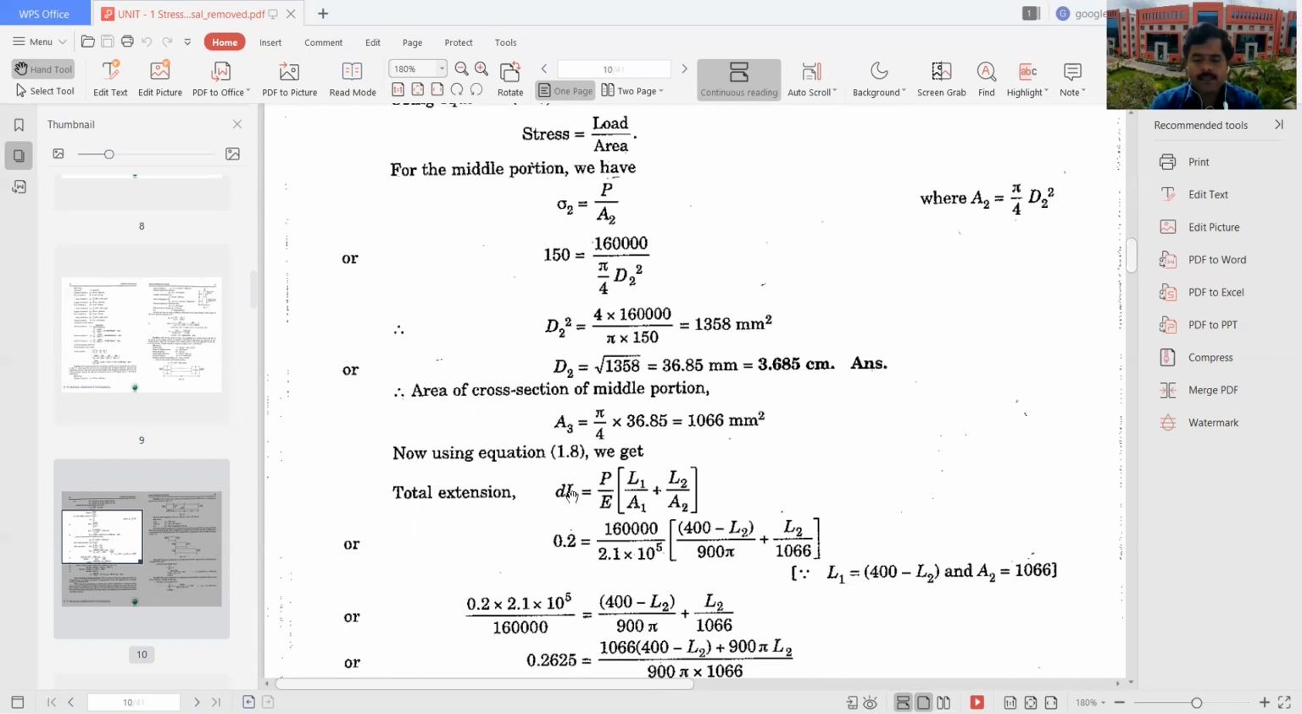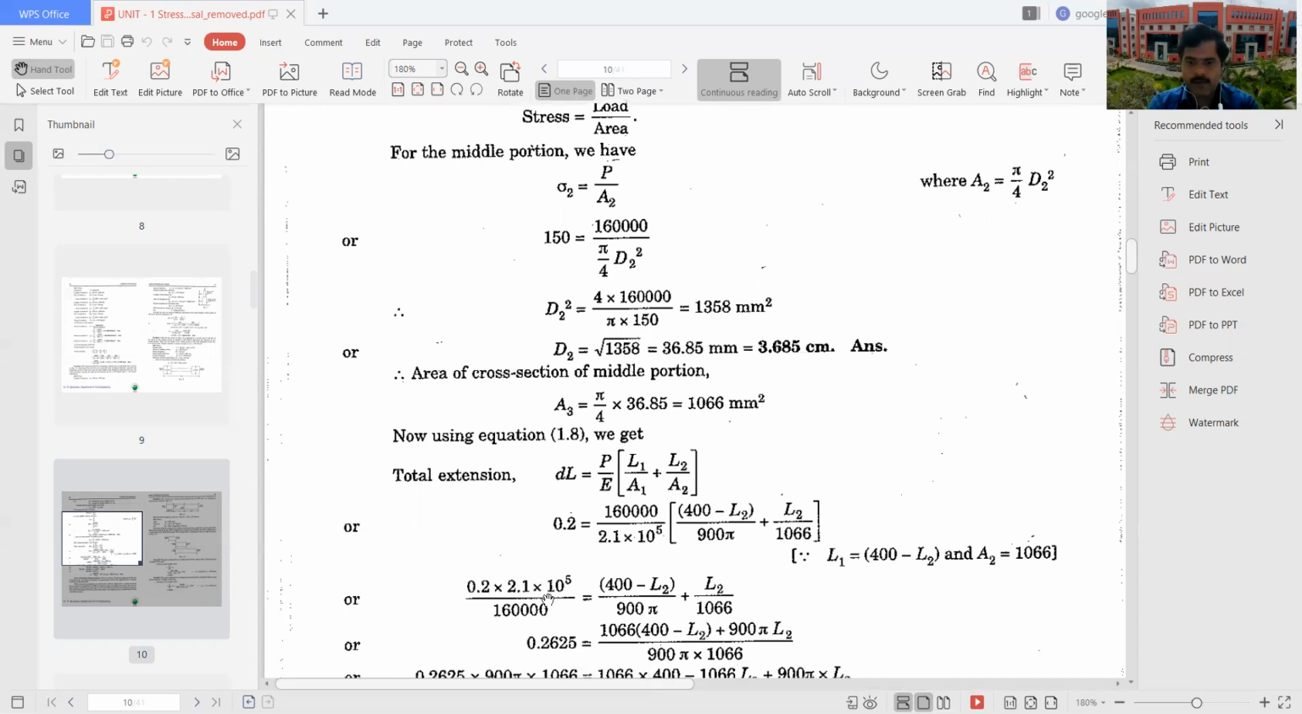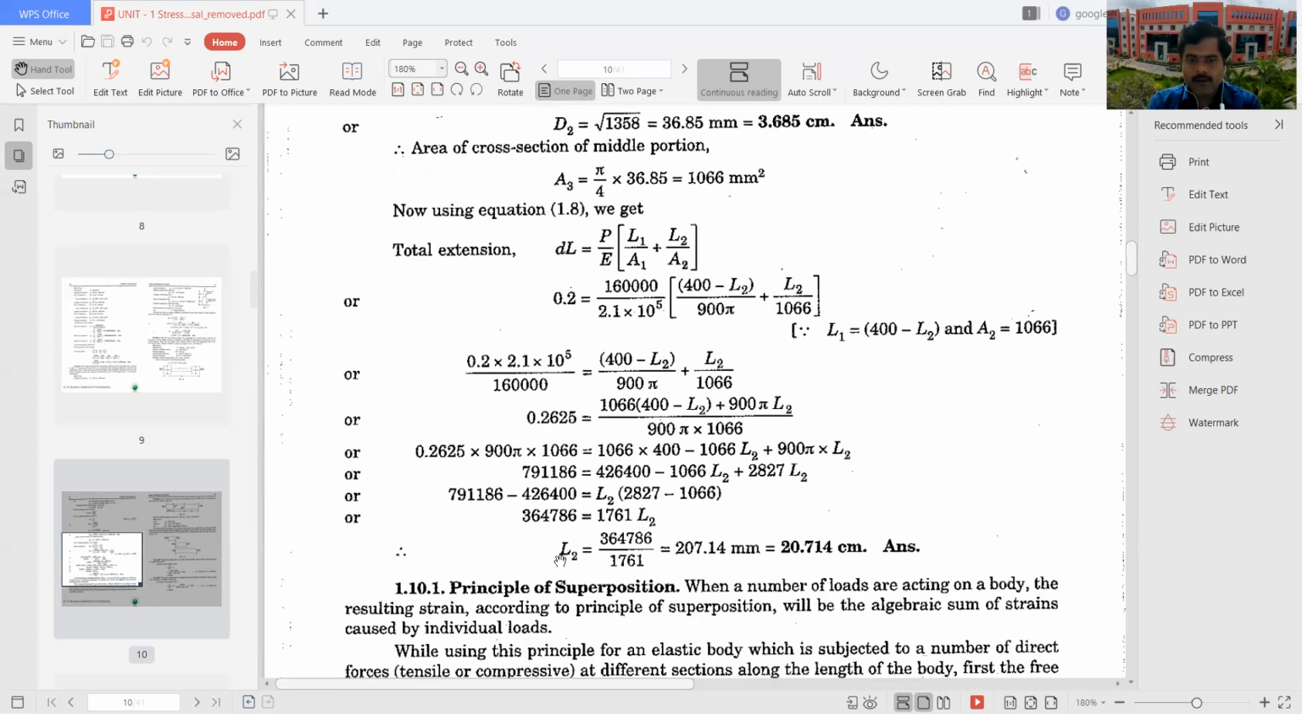And total extension delta L is equal to P by E into L1 by A1 plus L2 by A2. Delta L given, P given, E is given, L1 is nothing but 400 minus L2 divided by A1, and L2, which you don't know and have to find out, the length of the middle portion, divided by A2, 1066. So if you substitute all the values, you can get the unknown value of L2, that is 207.14 mm. So this is how we have to analyze the bar.